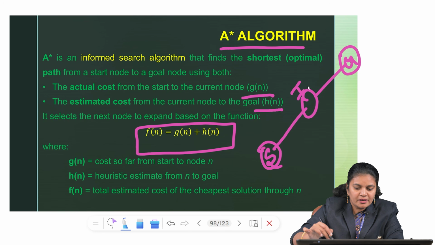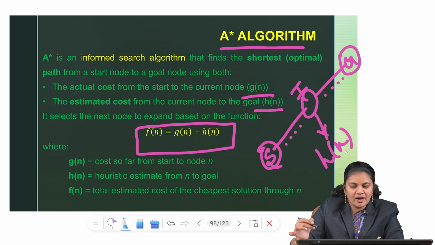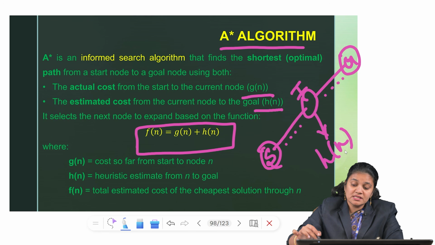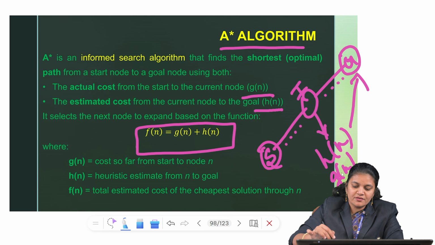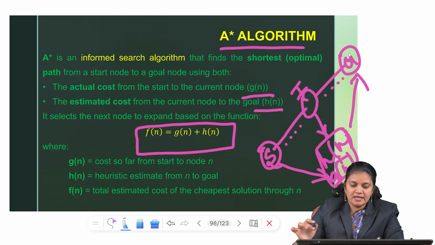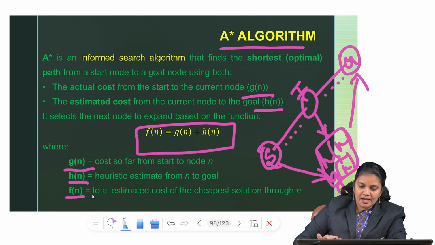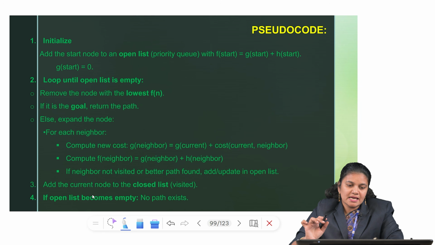This is some intermediate node, in between many nodes we have crossed. This node will give us an h of n value, which tells how much distance it takes to reach the goal. And here we will have a g of n value, which tells from the starting node how much it took to reach this particular intermediate node. We will add up these two in order to make a move towards the next one. So those values are being applied in the case of the A star algorithm.